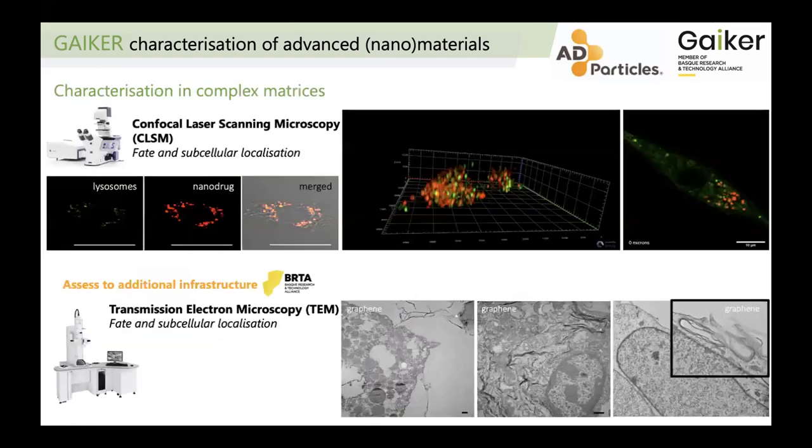in these materials. In a third layer of characterization, we can also perform characterization in complex matrices. For example, here I'm showing some examples of characterization of the materials in biological matrices.